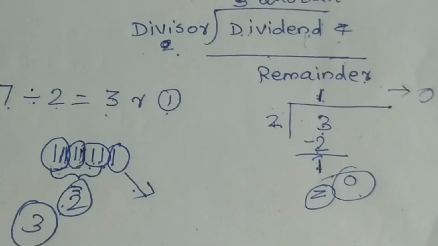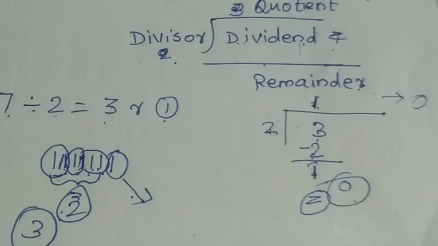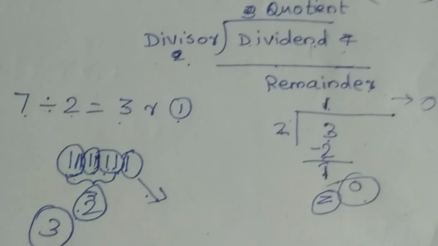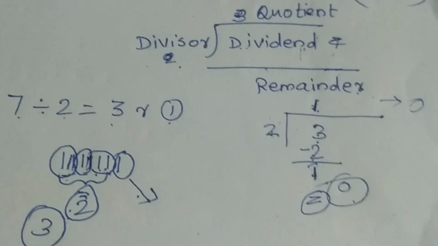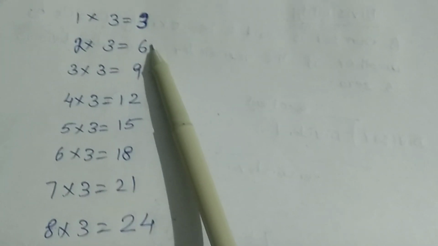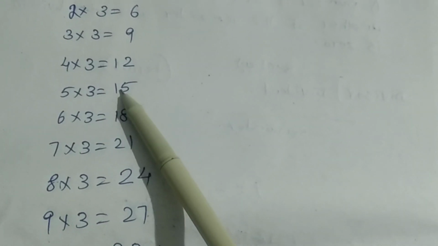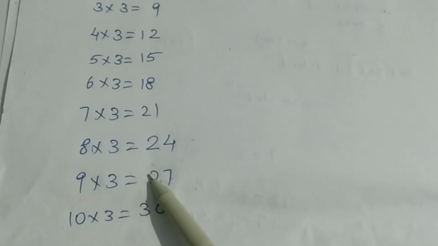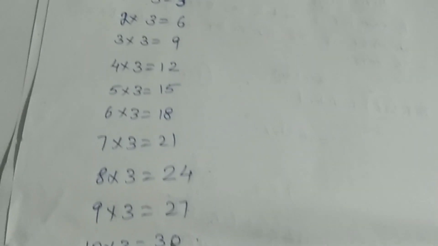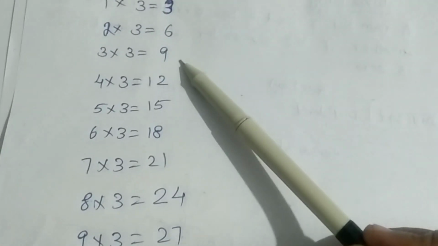Clear? Now we can study the divisibility of 3. We have completed the divisibility of 2 just now. Now we can continue with the divisibility of 3. Here we can see the multiplication table of 3. 1 3 is 3, 2 3s are 6, 3 3s are 9, 4 3s are 12, 5 3s are 15, 6 3s are 18, 7 3s are 21, 8 3s are 24, 9 3s are 27, 10 3s are 30. So 3, 6, 9, 12.